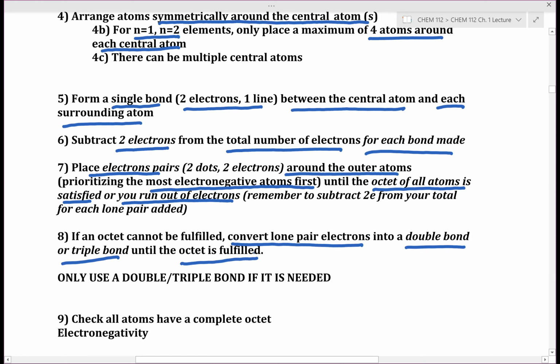This is a common mistake I see a lot of students make. Please only use a double or triple bond if it is needed. Do not start by drawing double and triple bonds. Draw them only at the end if you run out of electrons.